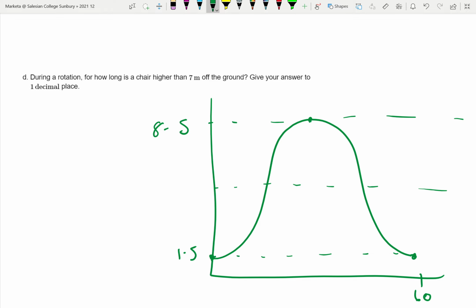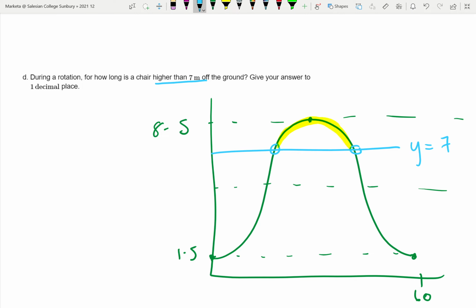And now we're finding for how long it will be above 7 meters off the ground. So let's find out 7 meters off the ground. So that means that we're talking about somewhere here. So on your graphs and tables, you could sketch the cos graph and you could sketch y = 7, and you would find the intersections of those two, because that will tell you when you are 7 meters off the ground. And I probably should make these open circles because it's higher than 7 meters off the ground, so we're not actually including that.